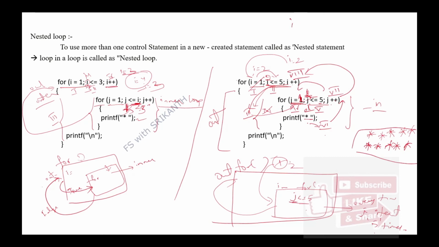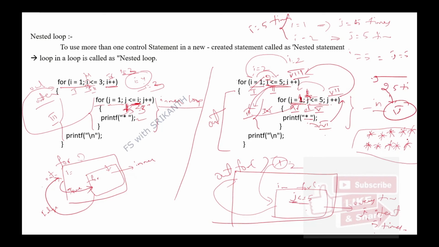Until the i value is false, the complete process is going. Which means when the i value is 1, this j will print 5 times. And when the i value is 2, again j will print 5 times. And up to i equal to 5 it will print j 5 times. Means j will be repeatedly executed 25 times. j will repeat 25 times, but i will repeat only 5 times. You understood the logic? i is outer and j is inner.